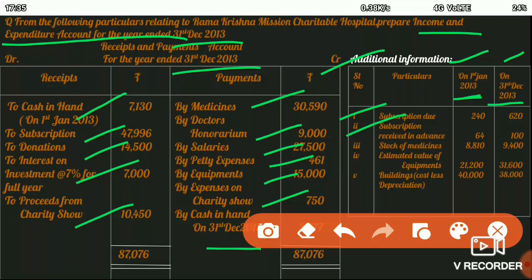So here the adjustments are related to subscriptions. They have given the information on subscription. They have given the information on stock of medicines. They have given information on estimated values of equipments, and the opening and the closing values of building are provided to us. So I'll explain these adjustments in detail.